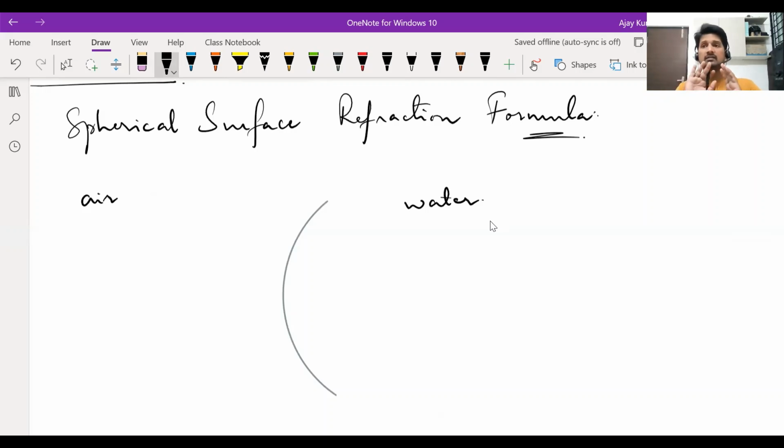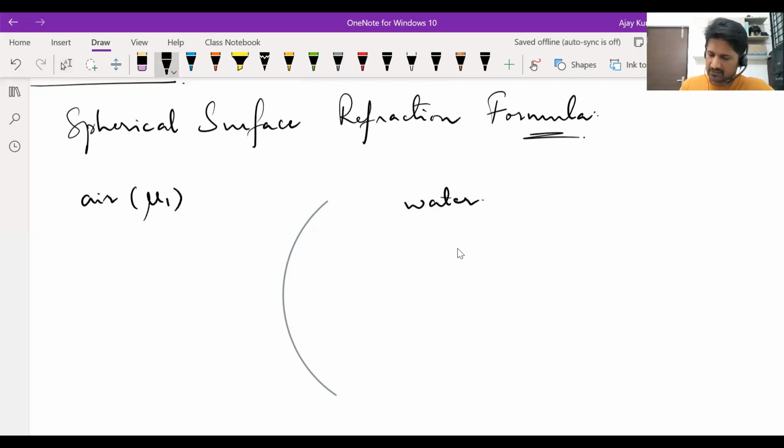Like you can take a water bottle, for example. Inside the bottle is water, outside is air, and it has a curved surface. That curvature is along only one axis. A sphere has curvature along two axes. Anyway, let's say there's a curved surface like this with one medium on one side.